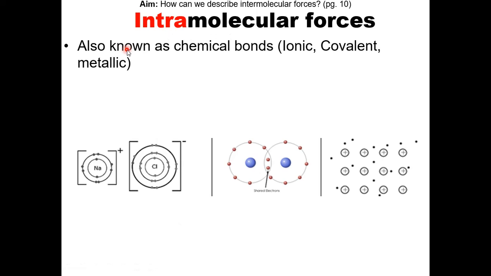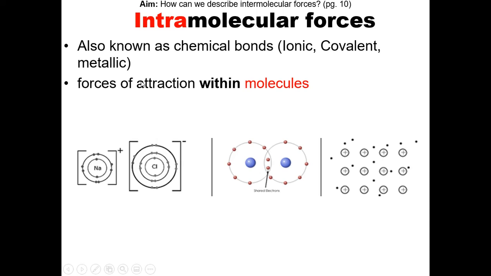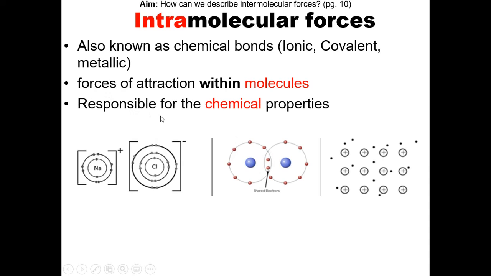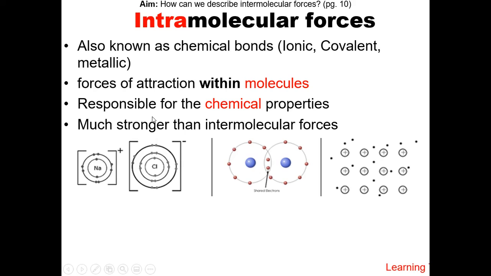Intramolecular forces are also known as chemical bonds. For example, ionic, covalent, and metallic. They're the forces of attraction within a molecule. So basically, they are the bonds. So they're responsible for the chemical properties of a substance. They're much stronger than the intermolecular forces.